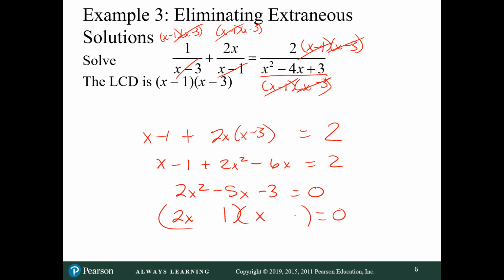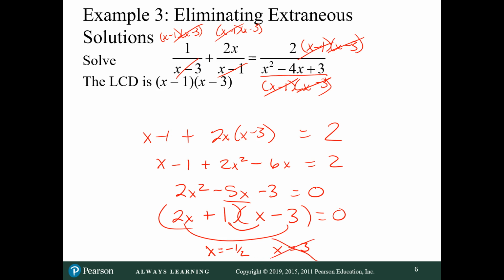So if I put a 1 here and a 3 here, I get 6x here, 1x here. Well, I want a negative 6x plus 1x, so I need a plus there and a minus here. So then I get a negative 6x plus 1x equals negative 5x. So x equals -1/2, and x equals a positive 3. Now, if we put a 3 in here, I get 1 over 3 minus 3, 1 over 0. Can I have a 1 over 0? No, so that's an extraneous solution.